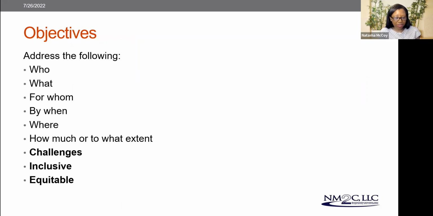Objectives is where you go into more detail about how you're going to achieve the goal and making sure that the objective covers many key areas. And how many of you have heard of SMART objectives? That you are addressing things specific, measurable, attainable, or achievable, realistic, and timely. So you want to address in your objectives the who, what, for whom, by when, where, how much or to what extent.